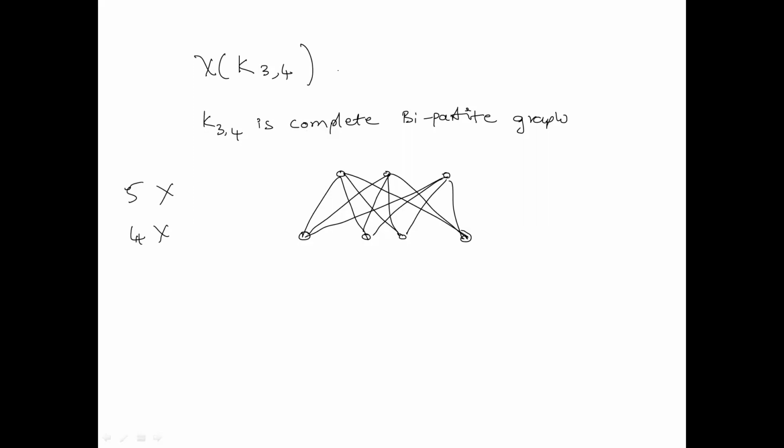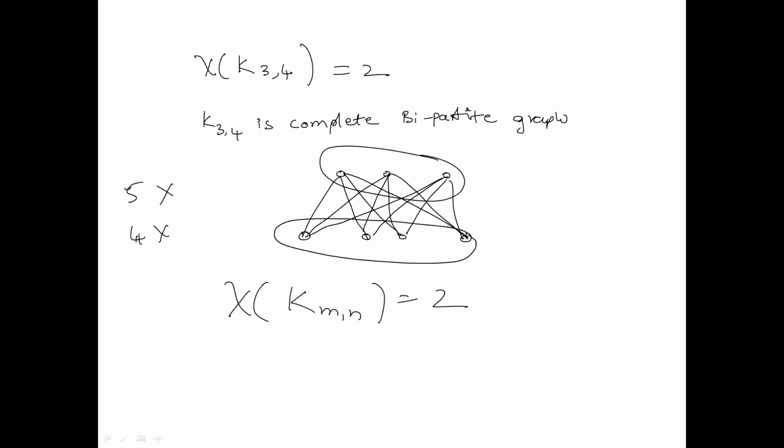Yes. In fact, the chromatic number of any complete bipartite graph Km,n is 2. Why? Because one color you give to one group, another color you give to another group. Because there will not be any edge within a group. Edges are between the groups, right? Since it is a complete bipartite graph, there are 2 groups of vertices. So group 1 you give one color and group 2 you give another color.